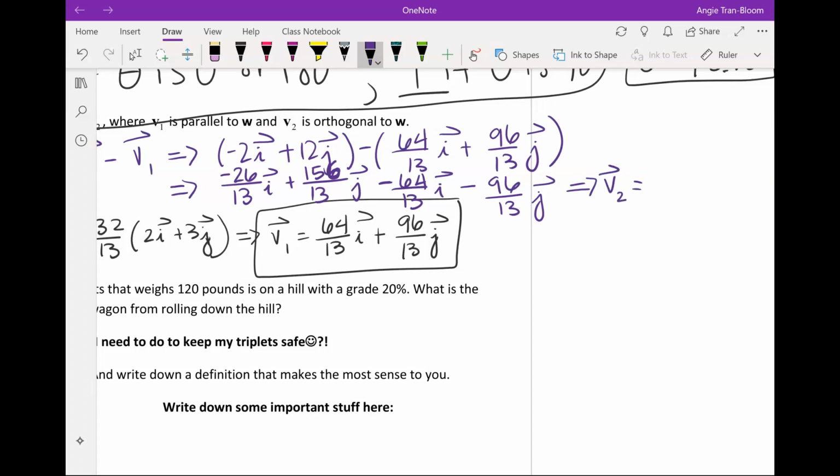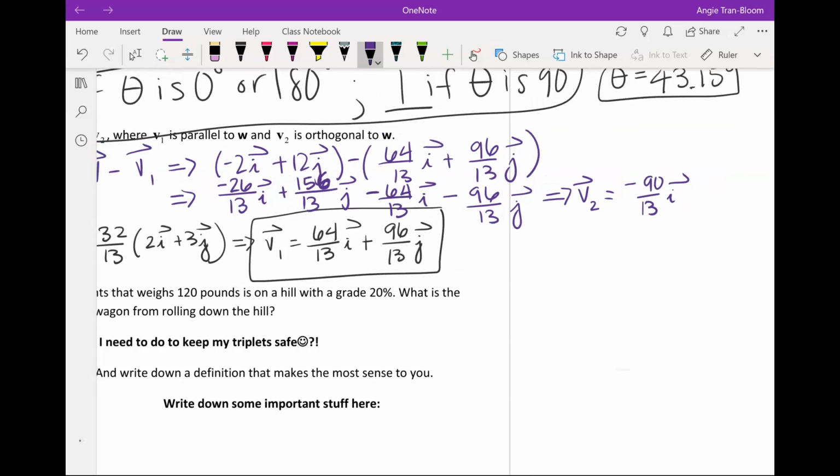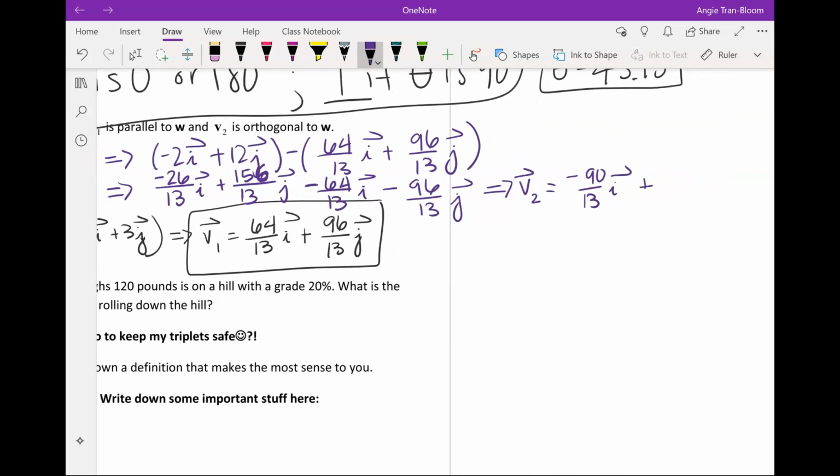is 26 over 13i, take away 64 over 13i, we should have? Negative 90. Negative 90 over 13 in the i direction. Then you got 156 over 13j minus 96 over 13j. We now have a positive 60 over 13j. Okay, those are the two.